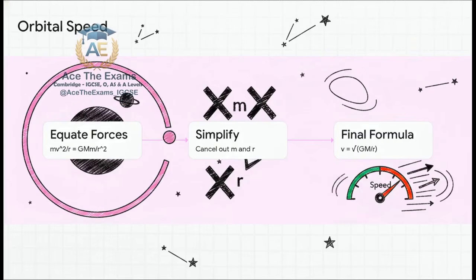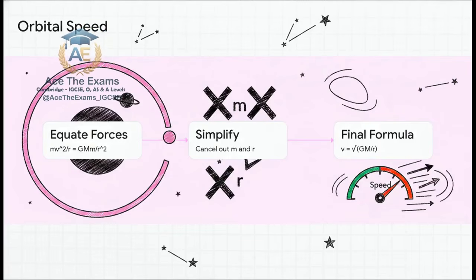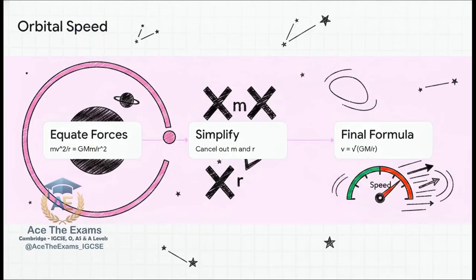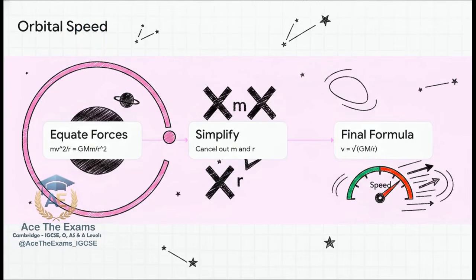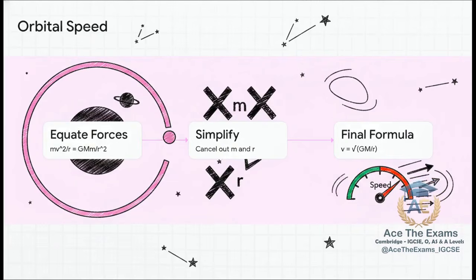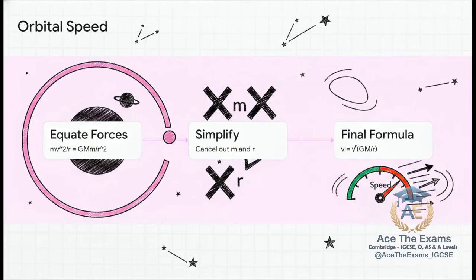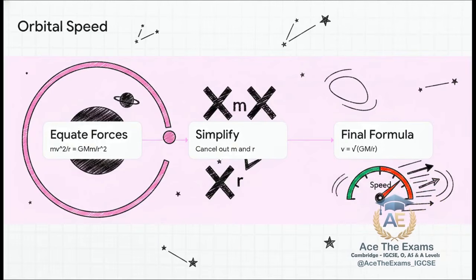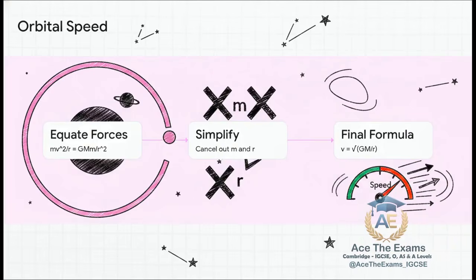So, step 1, you set mv²/r equal to big G, big M, little m over r squared. Step 2, the mass of the satellite, little m, cancels out on both sides. One of the distance r's cancels out. Step 3, you are left with the exact orbital speed required to maintain that orbit. Velocity v equals the square root of big G times big M over r. Perfect paragraph logic right there in mathematical form.